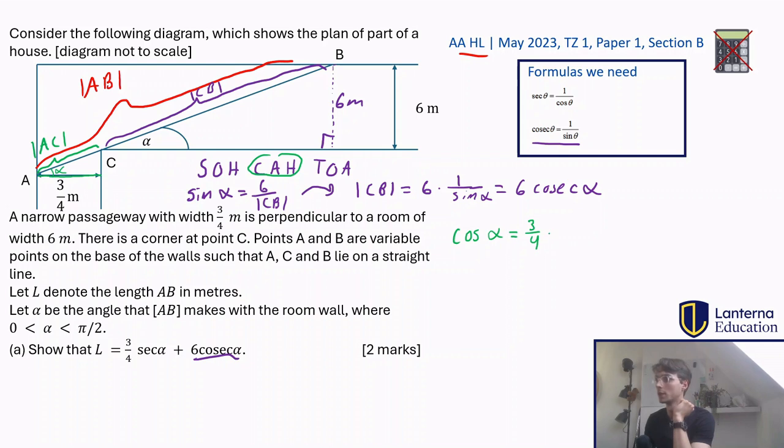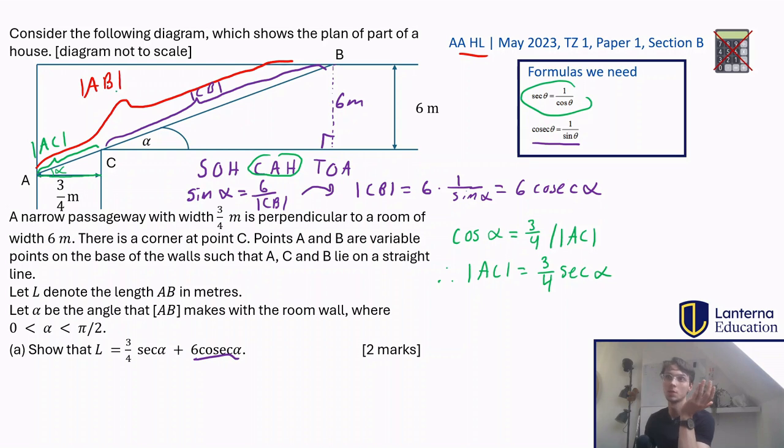That divided by, I'm going to write this a little bit funky now because we've got the fraction already there, divided by the length AC. Okay, and we do the same rearranging, so that we can find that the length AC is 3 over 4 sec alpha, just using this formula now.